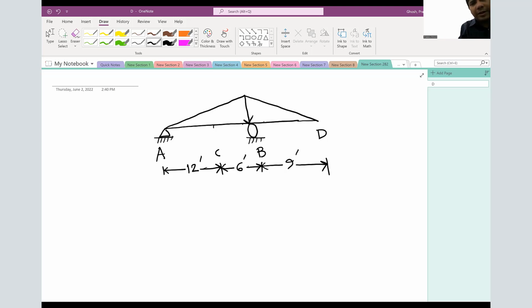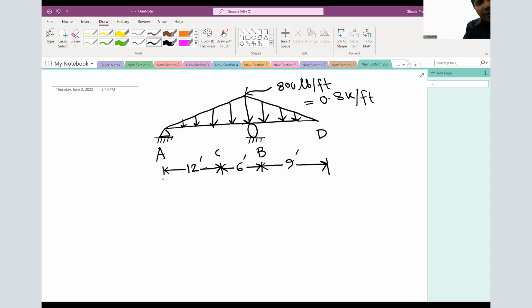So the load is acting downward. So that load, how much is the magnitude? Magnitude is 800 pounds per feet. So that means it is 0.8 kip per feet. So let's find out our reactions.